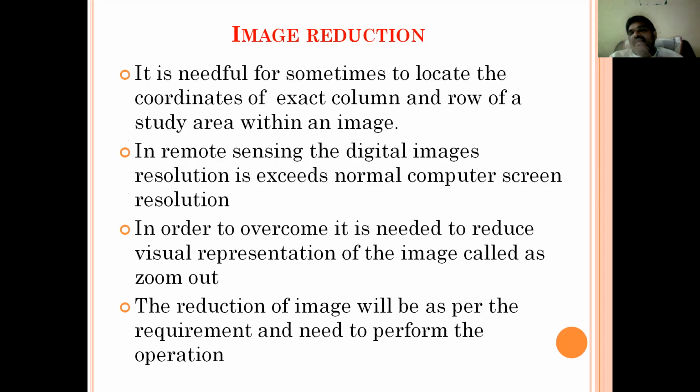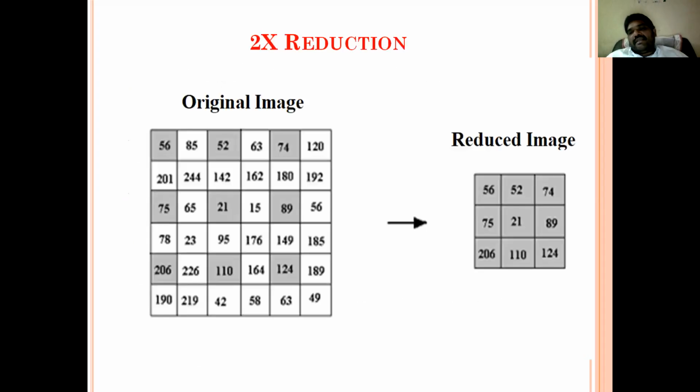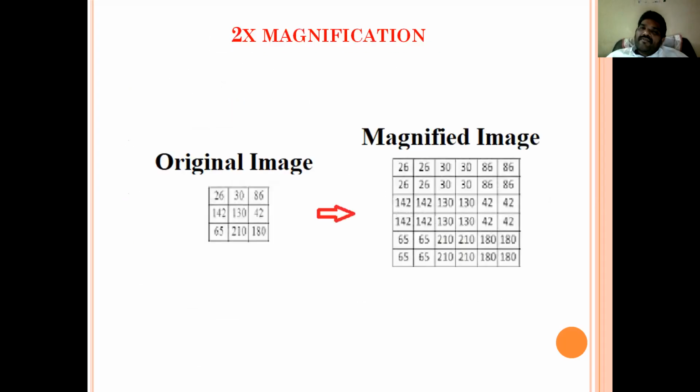Why are we magnifying? To go for a specific task, a specific point, we go for magnification. And how can we go? We have seen 2x magnification and 2x reduction. And why must we go for filtering?